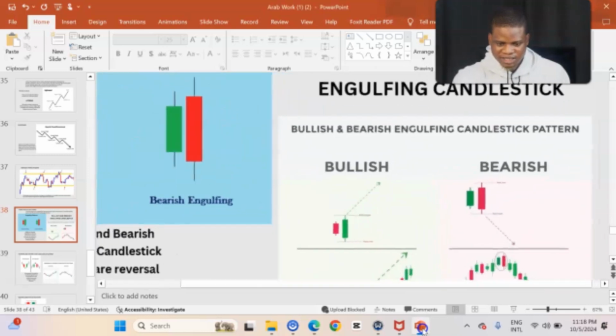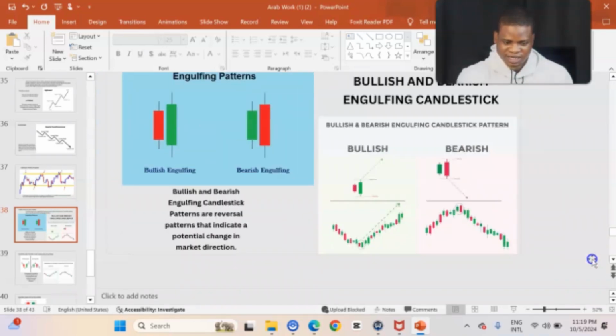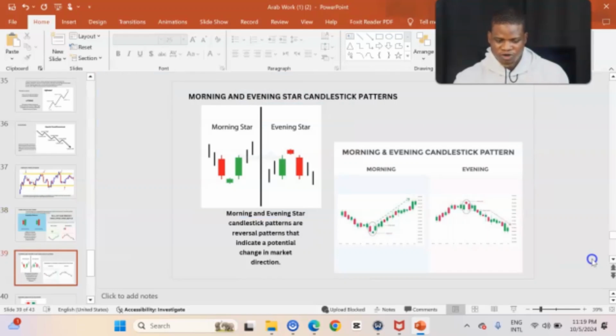So you will see that in this example, at this point, we have a bullish engulfing. And what happened? The market started going up. Same here, we had a bearish engulfing in this particular chart. And after the bearish engulfing, the price started crashing. That is what engulfing is.